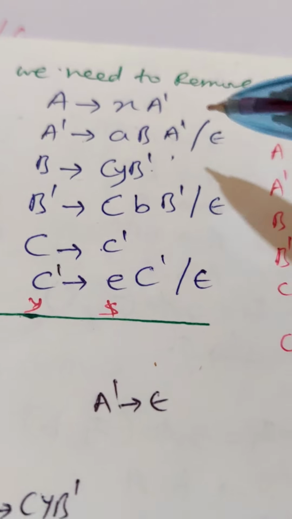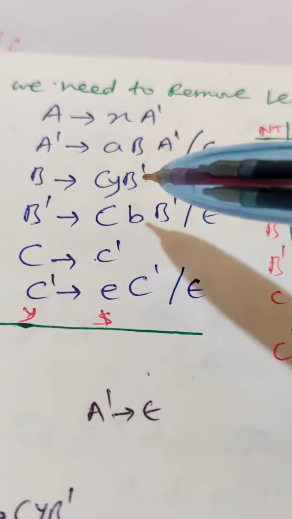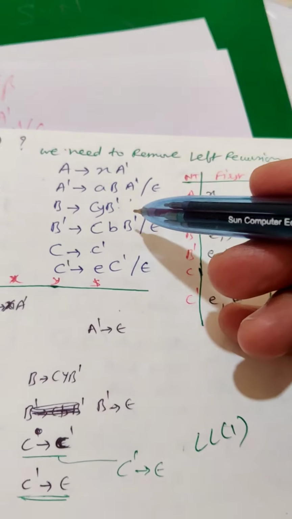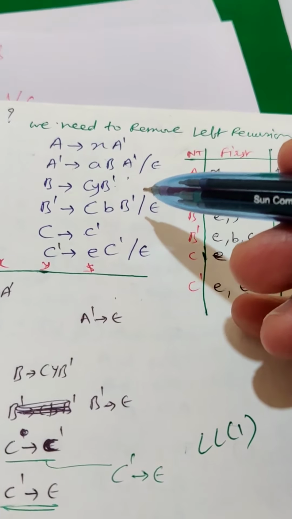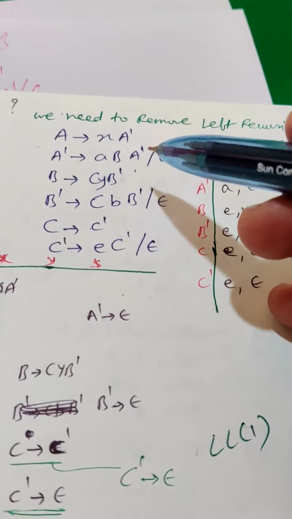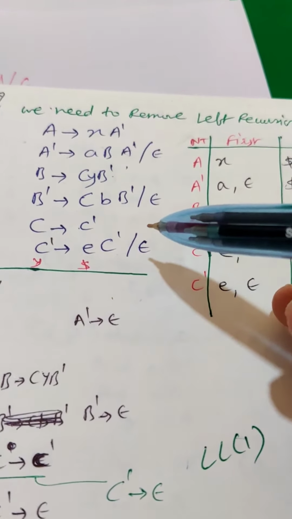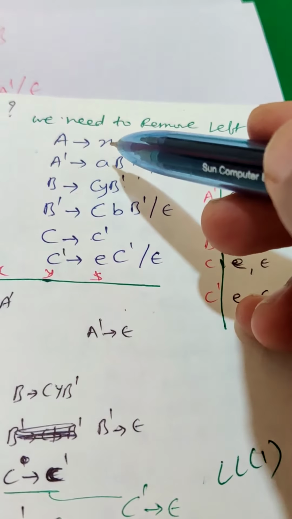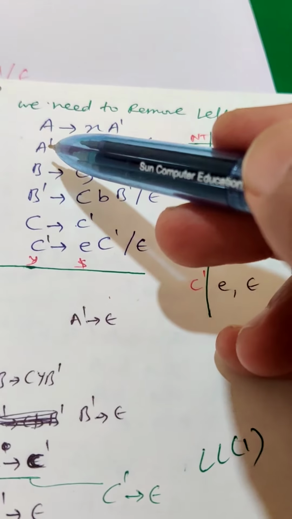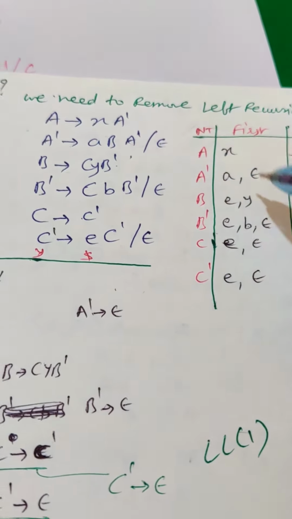So now finally our modified grammar is this one. A goes to X A dash, A dash goes to A B dash or epsilon. This is our modified grammar. Now after removing left recursion we have to find the first and follow of the modified grammar. So how do I find the first? First of A is X, first of A dash is A or epsilon.